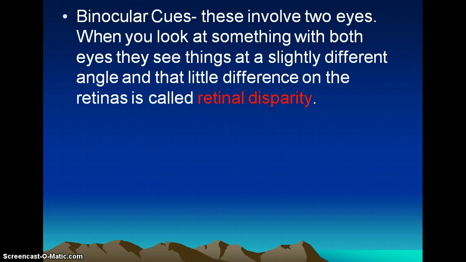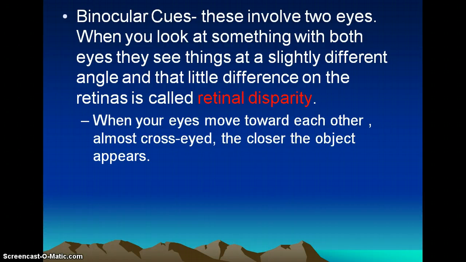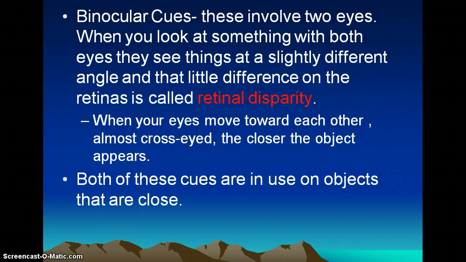Alright, binocular cues. These involve two eyes. When you look at something with both eyes, you see it at a slightly different angle, and that little difference is made with the retinas. If you pull your finger out in front of you, it makes a triangle with your two retinas. As it gets closer, the angle in between changes. That's retinal disparity. The retinas move towards each other the closer the object appears. And both of these cues are used for objects that are really close.